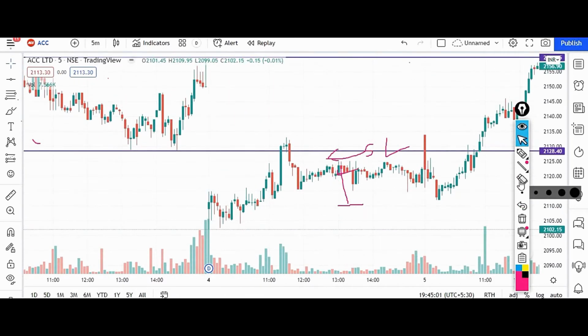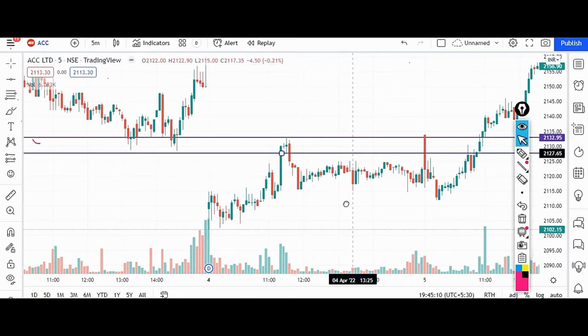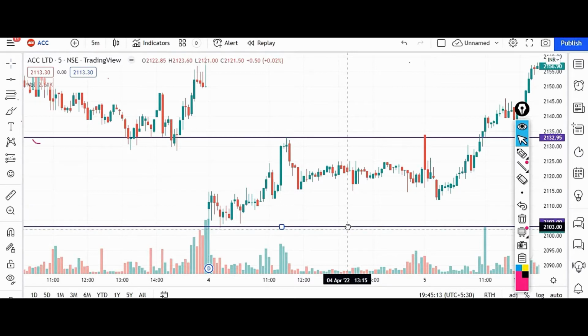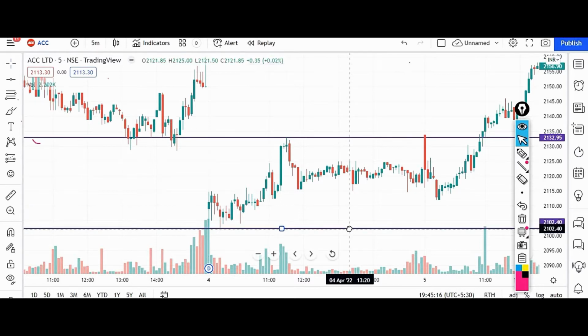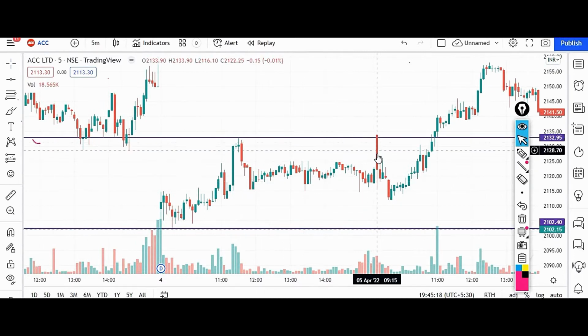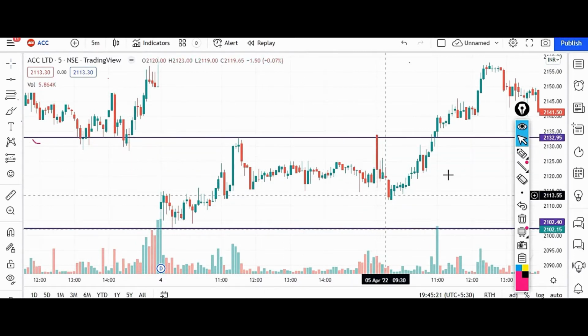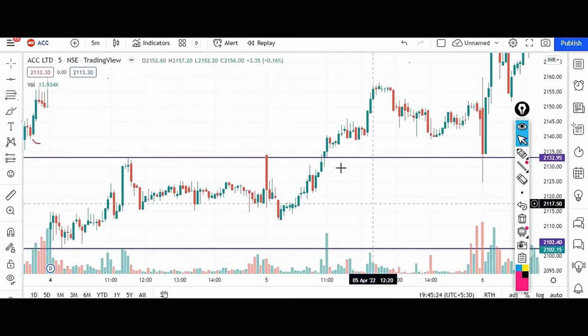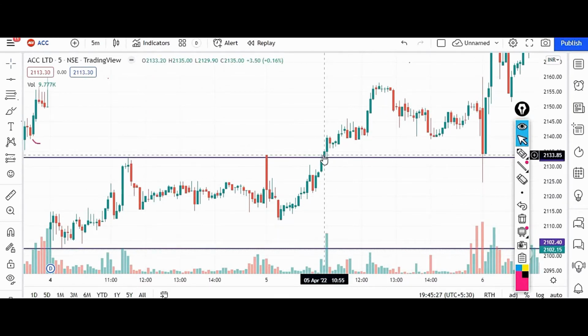For the next day, what we do, we just mark these levels. This is the previous day high and this is the previous day low. We mark these levels. This is the first entry. If you are able to trade, fine; if you can't trade this, just avoid and wait for the opportunity. Around 10:55, a 5 minute candle closed above the previous day high, so you take an entry here. Your stop loss will be below this candle. Your entry is here.